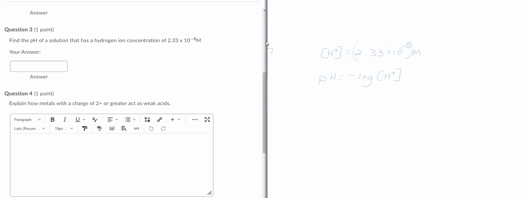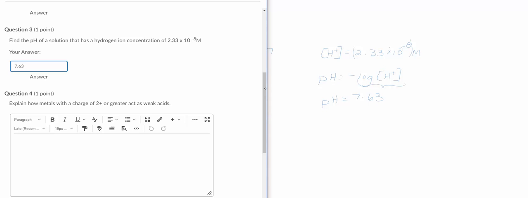Make sure you understand how to use your calculator. If you don't or you have questions, please reach out. I am happy to help. Just send me a picture of your calculator and I will tell you what your keystrokes are. So you pop that into your calculator, and the pH then is the negative log of this value. I get 7.63.